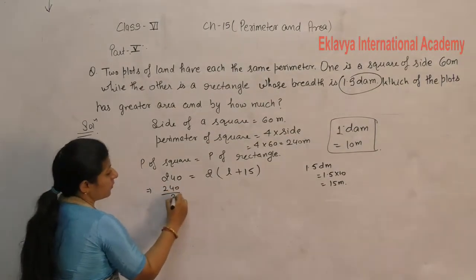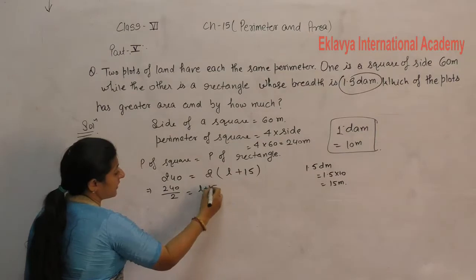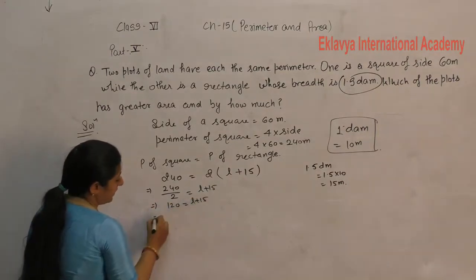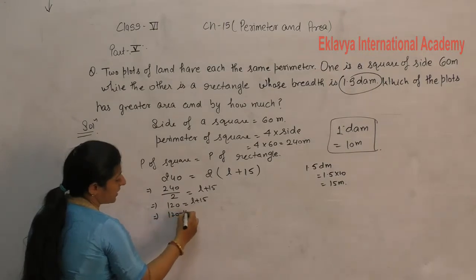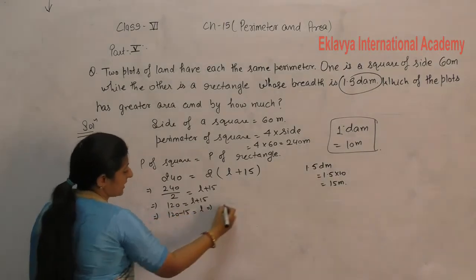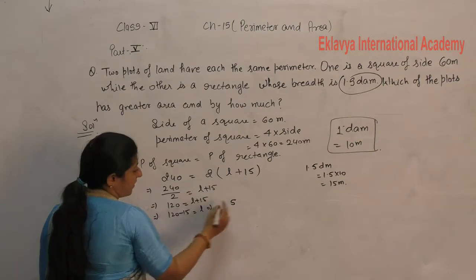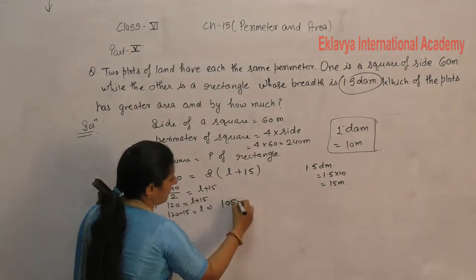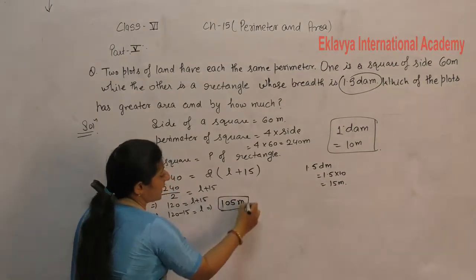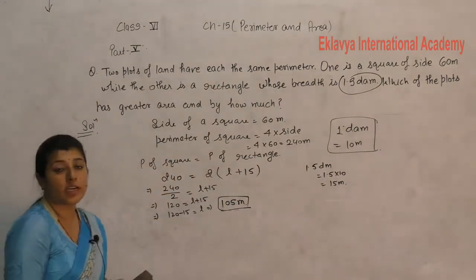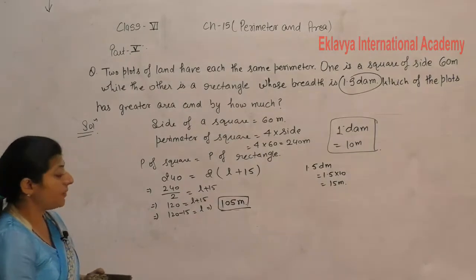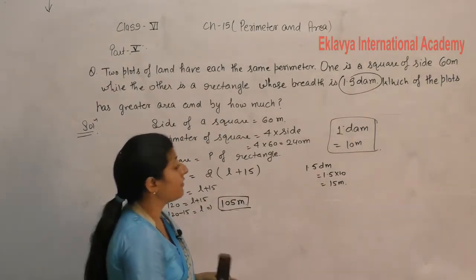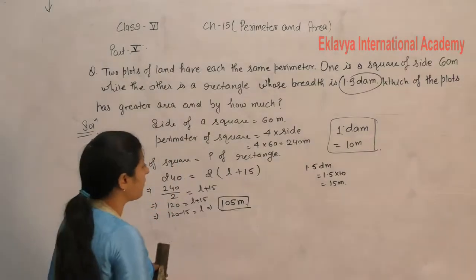240 divided by 2 is equal to L plus 15. 120 is equal to L plus 15. 120 minus 15 is equal to L, that is 10 minus 5, 5; 1 minus 1, 0; 105 meter. So length of rectangle is equal to 105 meter. Now we need the area, we want to compare the area of plots.